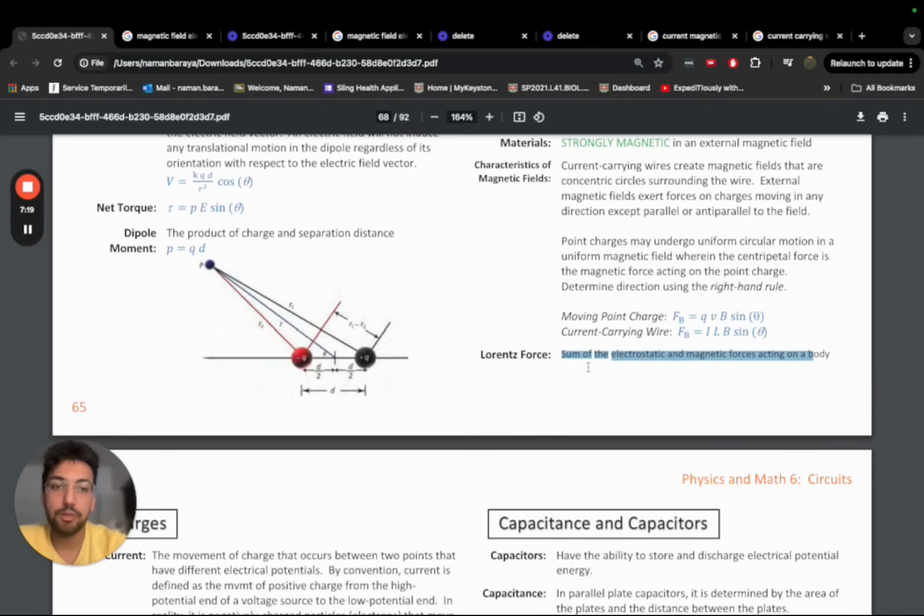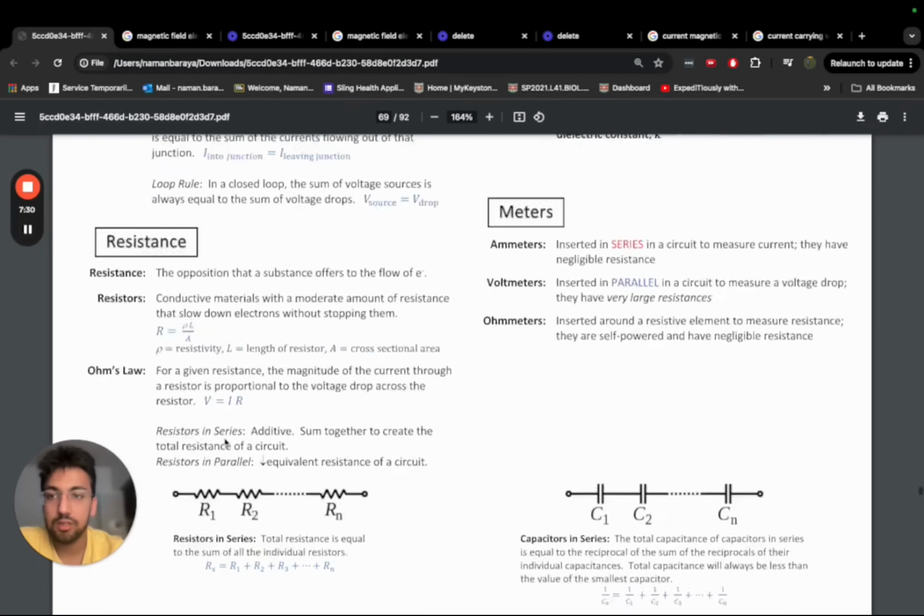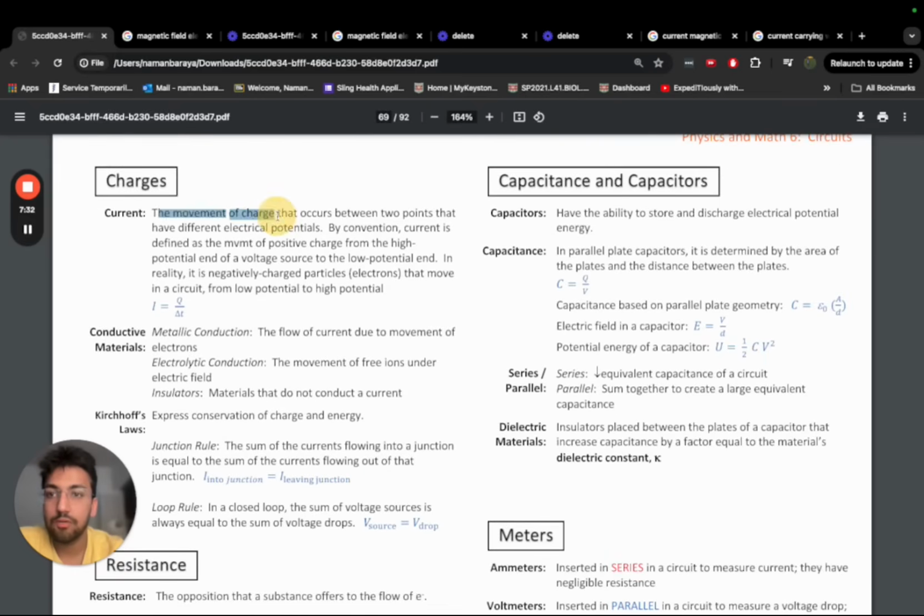It's like a free body diagram, but instead of translational forces, it's electrical and magnetic forces. Okay, the next thing to talk about is charges, and then we get into the fun stuff, which is all these circuits. So charges. We have current. Current is, again, the movement of charge that occurs between 2 points of different electric potentials. Remember, current is what happens in a circuit.